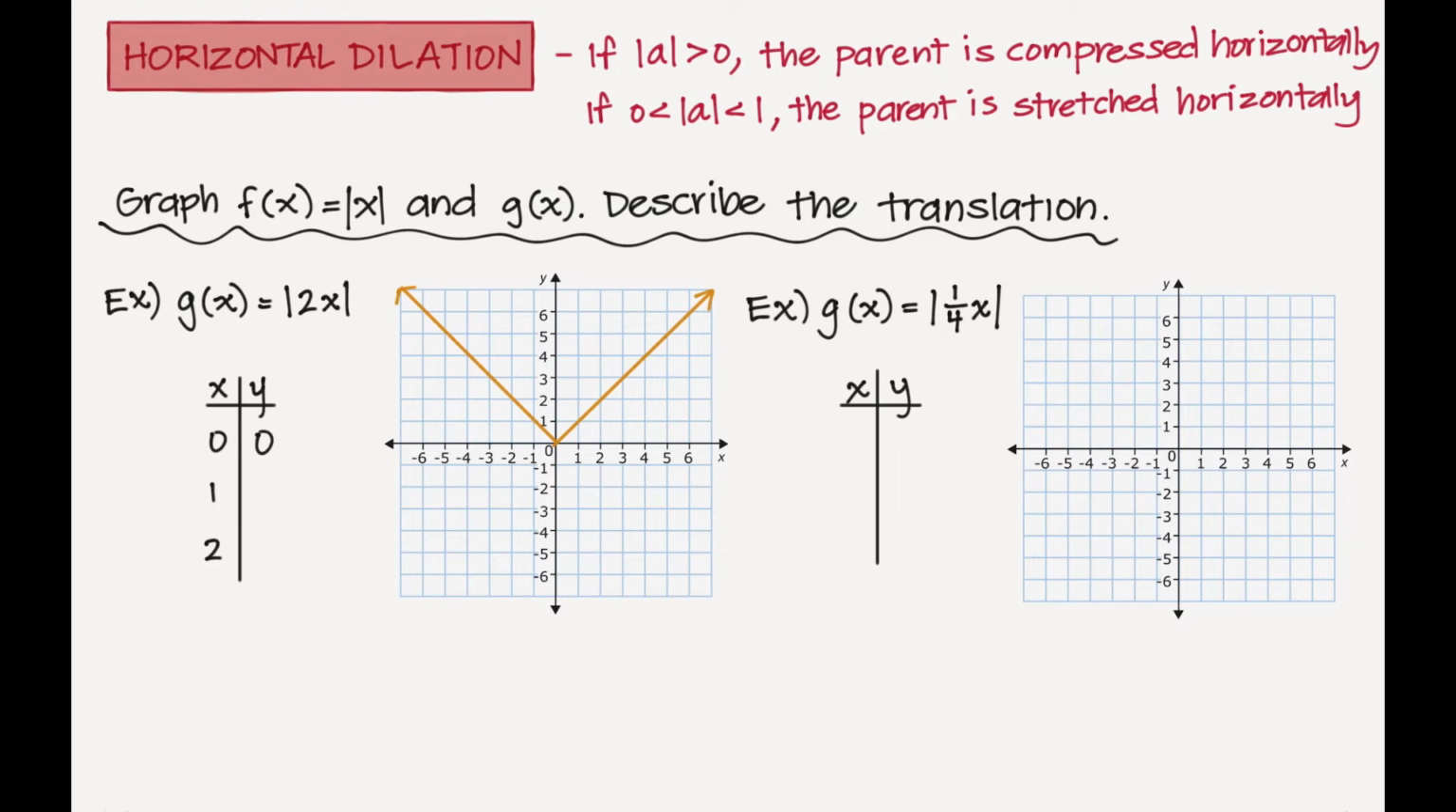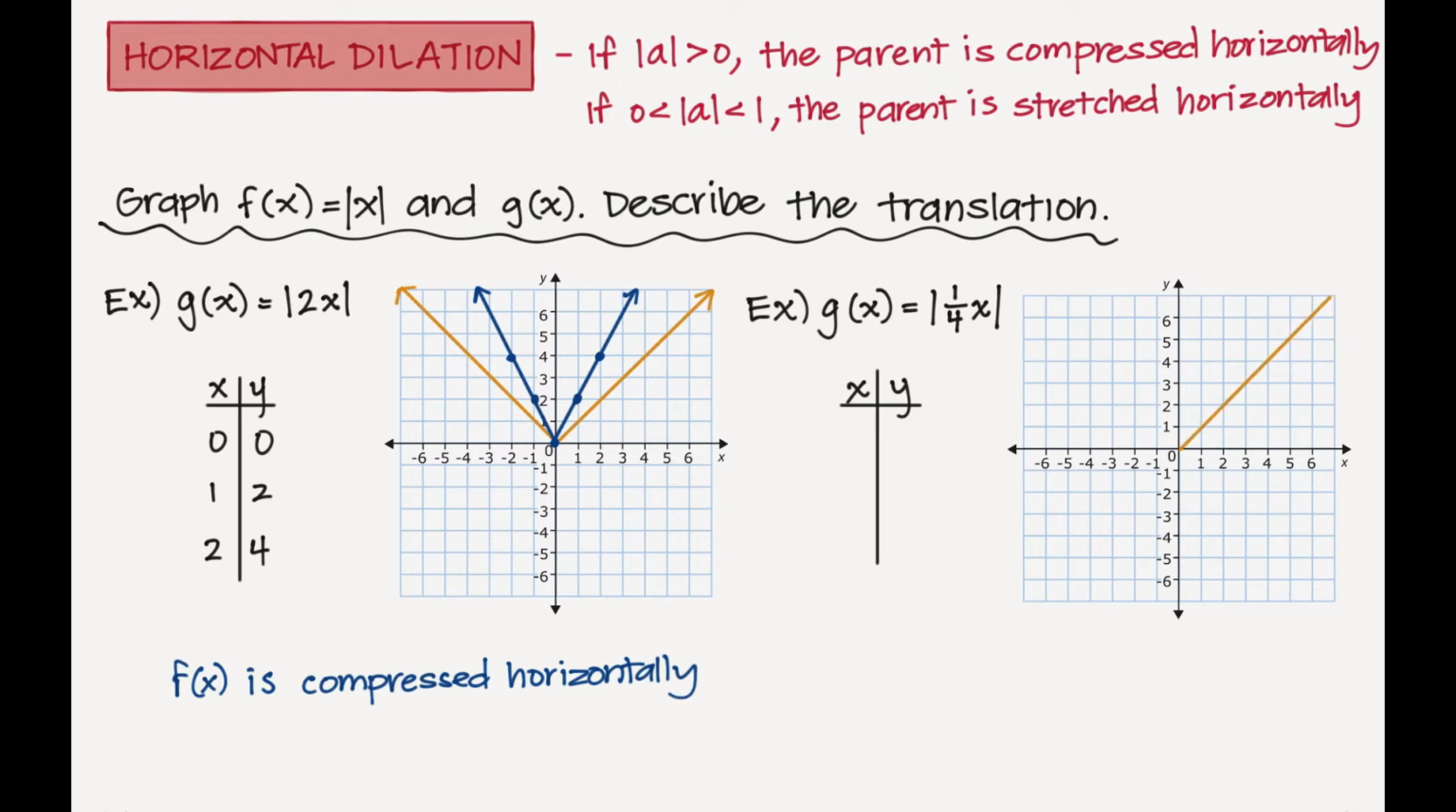2 times 0 is 0, 2 times 1 is 2, and 2 times 2 is 4. So I'm going to plot those 3 points, 0, 0, 1, 2, and 2, 4. And then I can reflect them on the opposite side and connect my dots. And there you go. But this time, I would say that f of x, that's the parent, is being compressed horizontally, okay? So it's not being stretched horizontally.